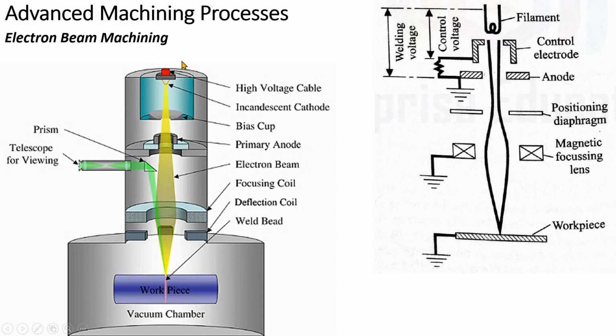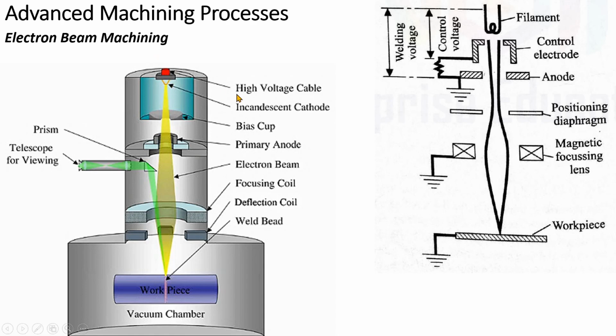So here in case of EBM gun, we have the cathode or the filament. So we have a tungsten filament, from which the electrons are emitted. So the emission of electrons is by means of two methods. So one of which is thermionic type and the second one is field emission type. So here we are using a thermionic type emission.